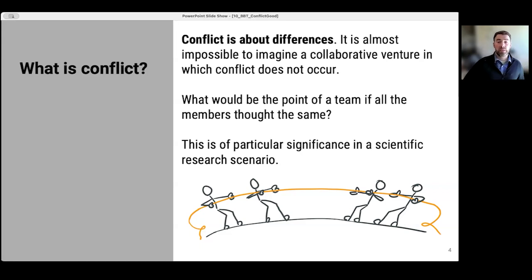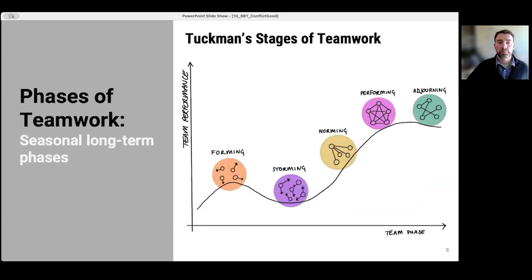This is of particular significance in a scientific research scenario where folks are looking at cutting edge discoveries. This is a space where there should be a lot of disagreement, and this is a space where bringing together different perspectives is really going to be the only mechanism to find something new.